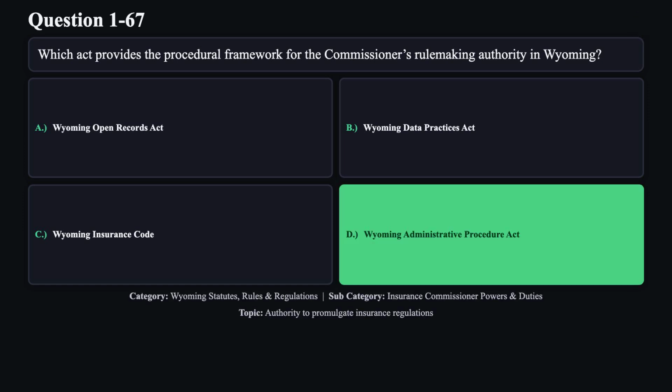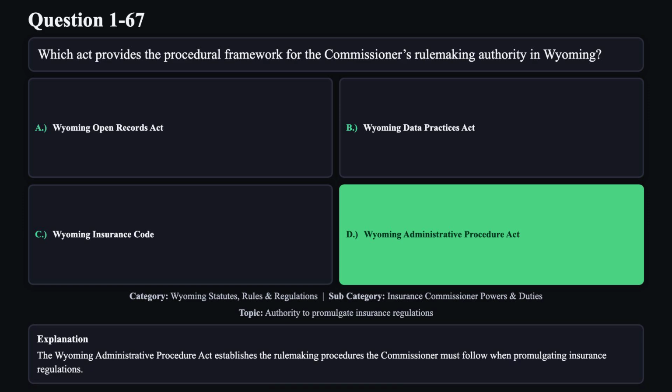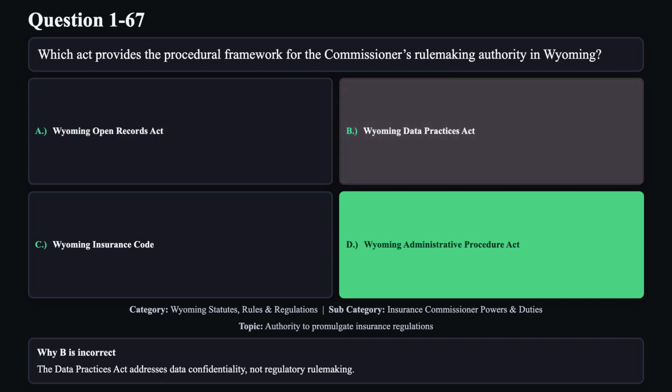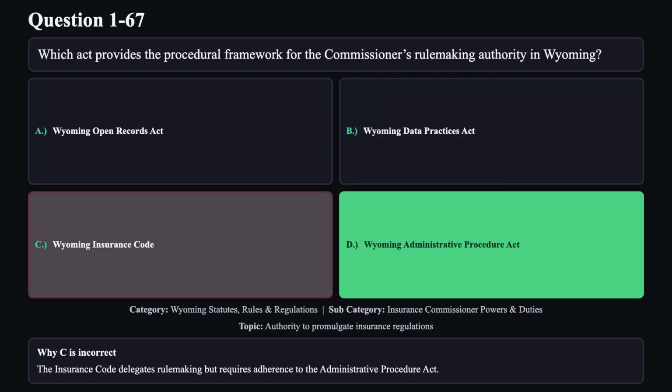The correct answer is D. The Wyoming Administrative Procedure Act establishes the rule-making procedures the commissioner must follow when promulgating insurance regulations. Reason A is not correct. The Open Records Act governs public records, not rule-making procedures. Reason B is not correct. The Data Practices Act addresses data confidentiality, not regulatory rulemaking. Reason C is not correct. The Insurance Code delegates rulemaking, but requires adherence to the Administrative Procedure Act.